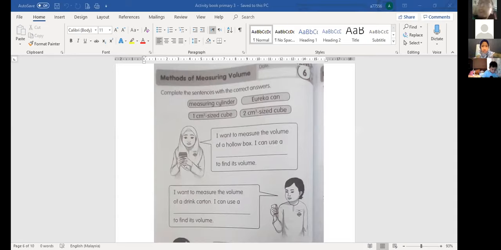As you can see here, kecil je kan cube dia? So, I want to measure the volume of a hollow box. So, I can use the 1 cm size cube. Okay, very good Amah Hadi. Okay, teacher tulis dulu, okay? One cm cube size cube.